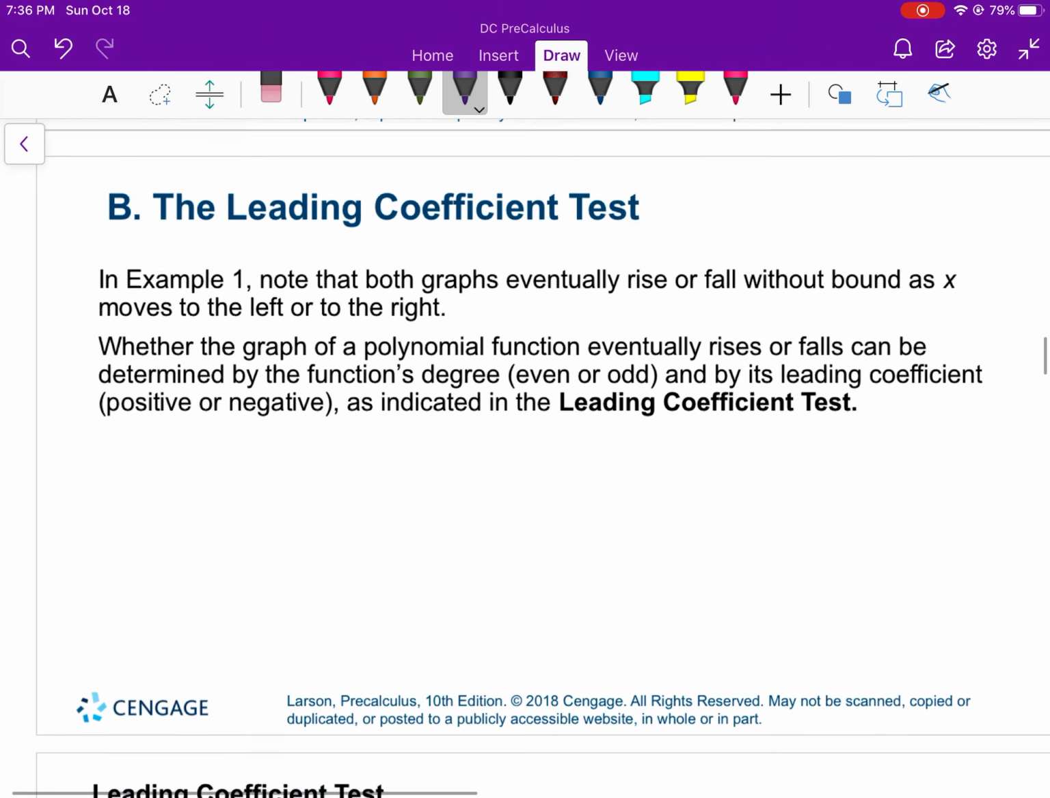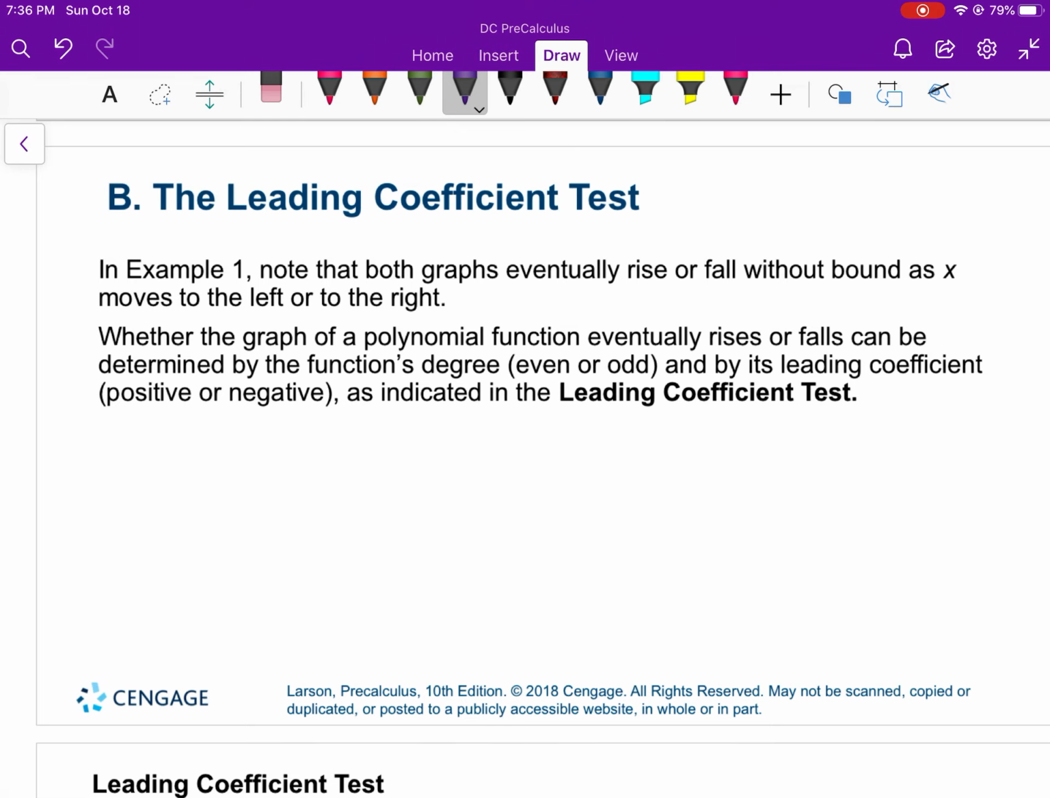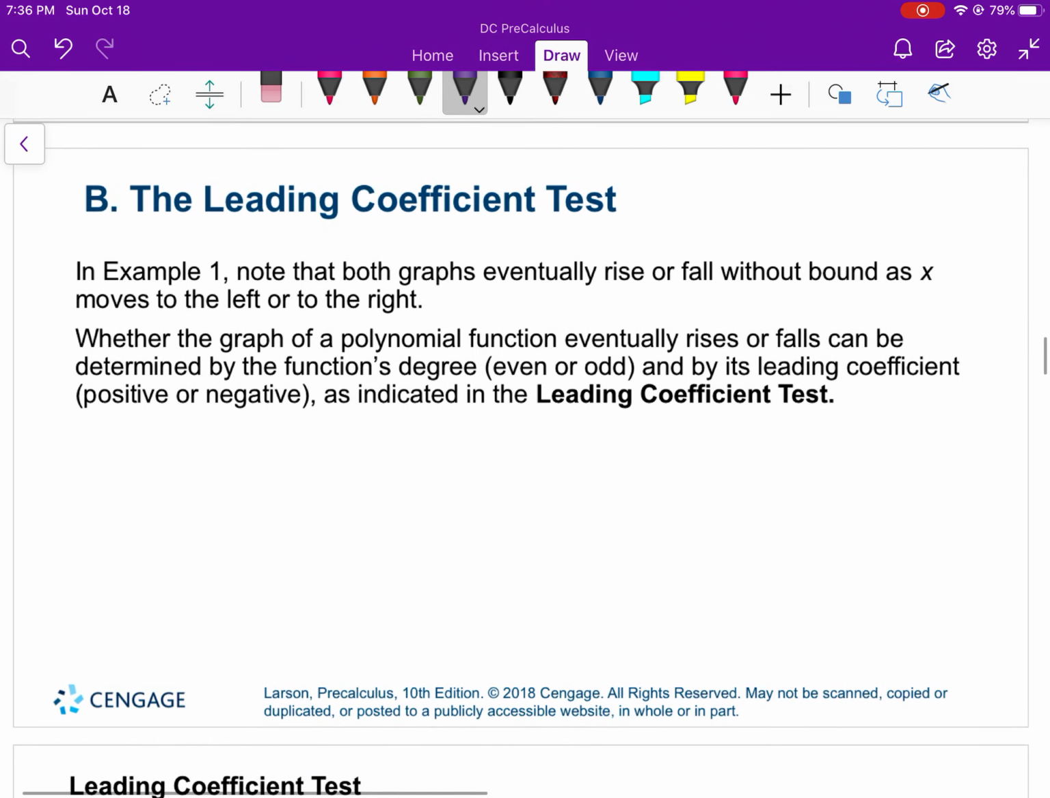All right, the leading coefficient test. That's going to tell us a lot about our graph. We're going to be looking at the function's degree. Is it even or odd? And is that leading coefficient, which we'll call A, positive or negative?